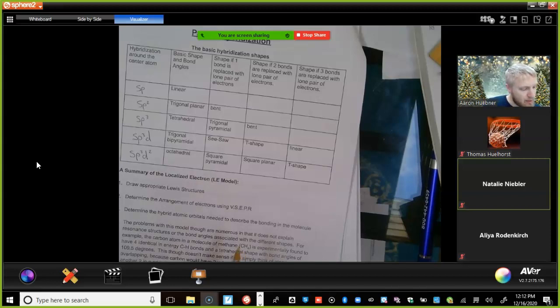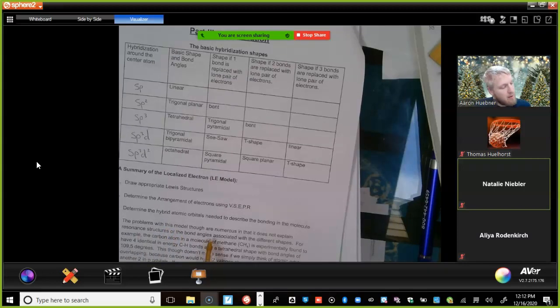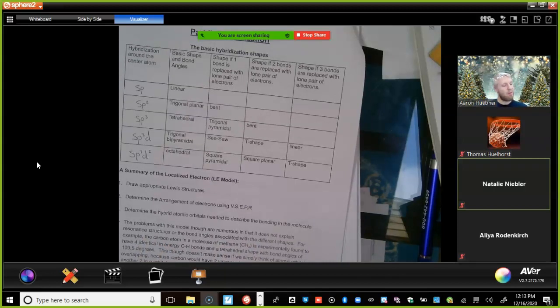Moving on, a summary of the localized electron model. So the LE model is looking at basically what we've been doing. You got the bent shape, you got the tetrahedral shape, and these different structures because you got the sharing of the electrons, termed the hybrid atomic orbitals. All right, so the problems with this model, though, are numerous in that it does not explain resonance structures or the bond angles associated with the different shapes.